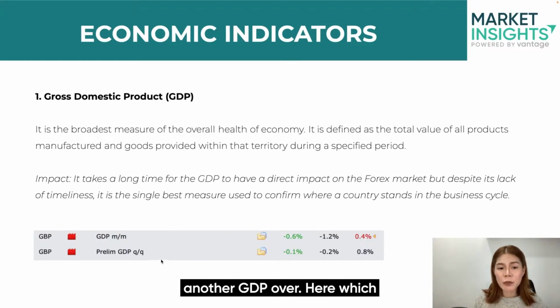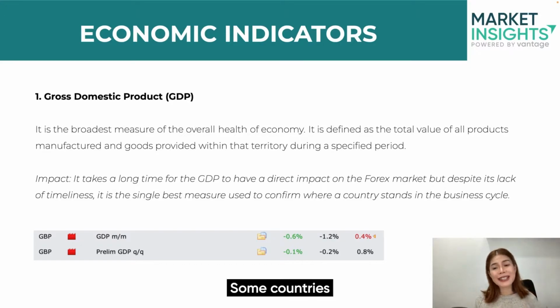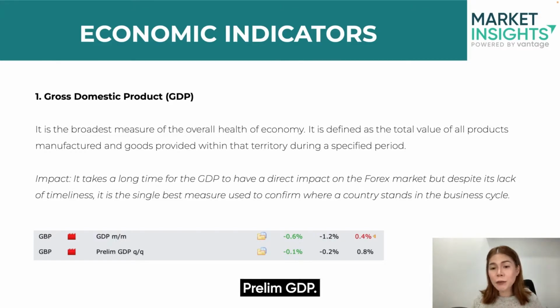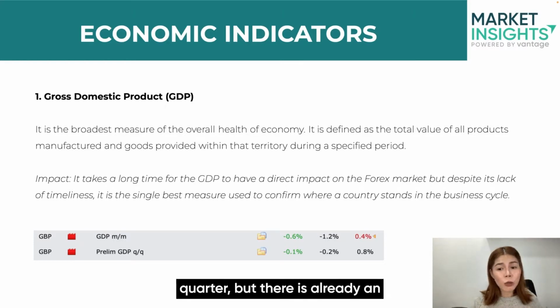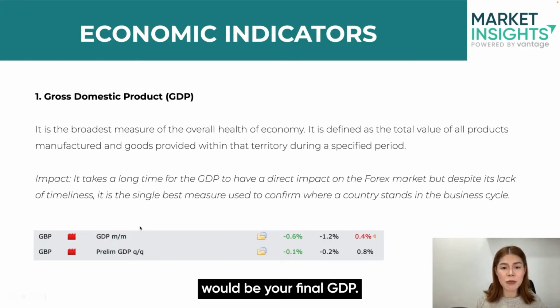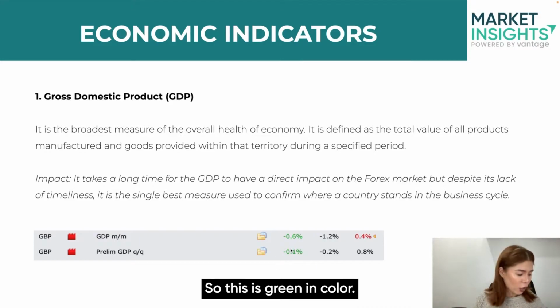Simultaneously, there is another GDP over here, which is Prelim GDP QQ or Preliminary GDP Quarterly. Now, some countries have GDP only. Some countries have Prelim GDP and Final GDP. Prelim GDP is also known as Advanced GDP. So we are still in the quarter, but there is already an advanced GDP. The final GDP would be announced after the quarter has ended. That would be your final GDP. Again, negative 0.1% is better than negative 0.2%. So this is green in color.